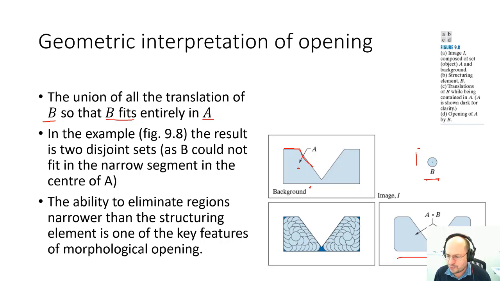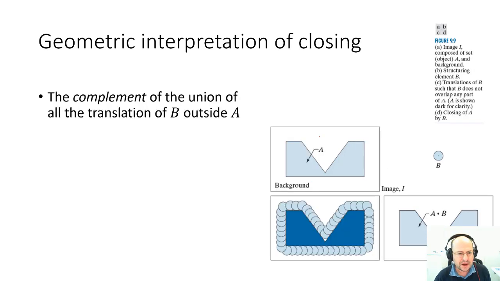You see why the opening? You opened this narrow part of this image. So you basically created two distinct, disconnected regions out of this initial image.